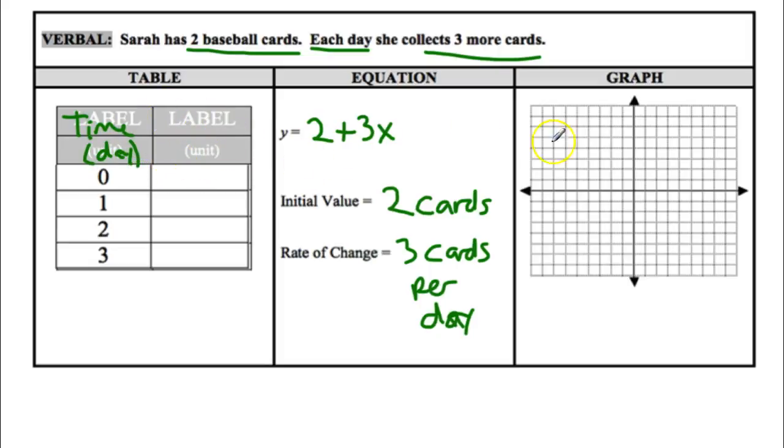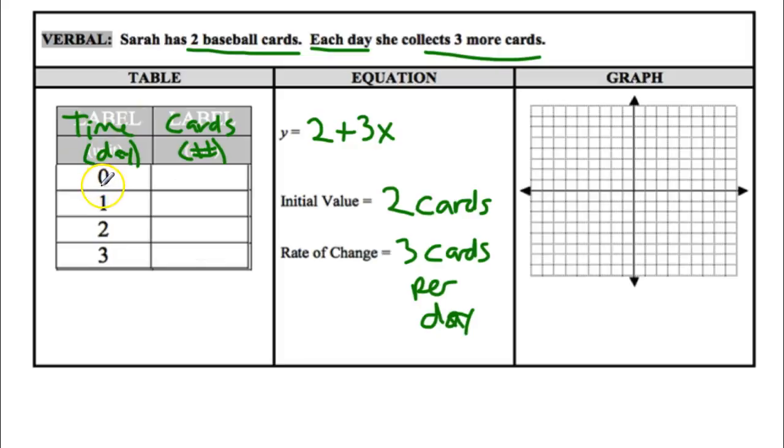Now the y-axis, on the right side over here, is going to be cards. That's how many cards she has, the units. So she starts with 2 and then she gets 3 more every day. That's going to be just the number of cards that she has.